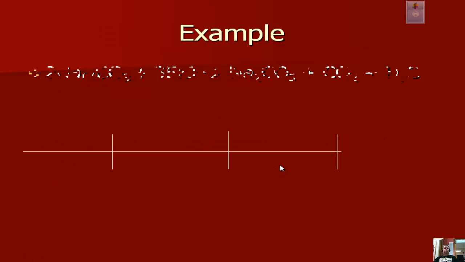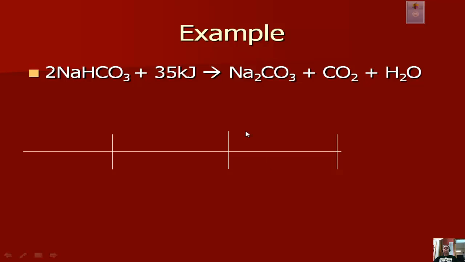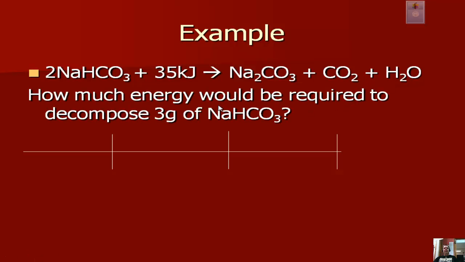Let's look at this example problem. We have 2 NaHCO3 plus 35 kilojoules of energy will produce sodium carbonate plus carbon dioxide plus water. The question says, how much energy would be required to decompose 3 grams of sodium hydrogen carbonate? So again, we start off with our given, 3 grams of the sodium hydrogen carbonate. Next step is we have to convert it to moles. Add up what NaHCO3 is, and you get 72.01 grams. That's 1 mole.